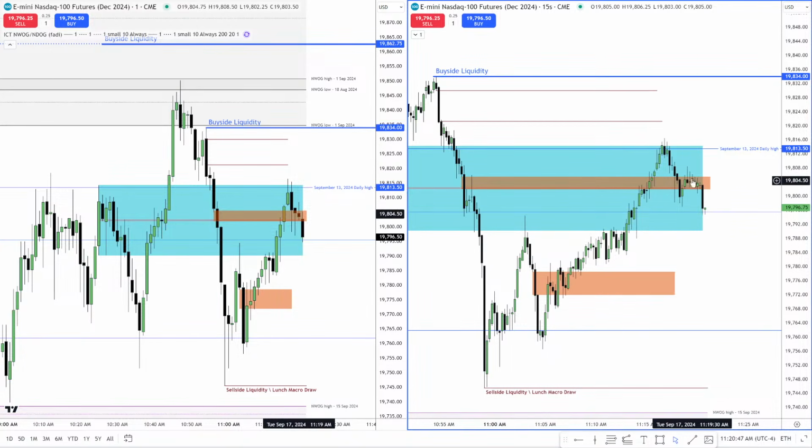Notice the bodies, we never left it and came back down. The bodies are staying inside of it. So is that displacement to the offside? No.